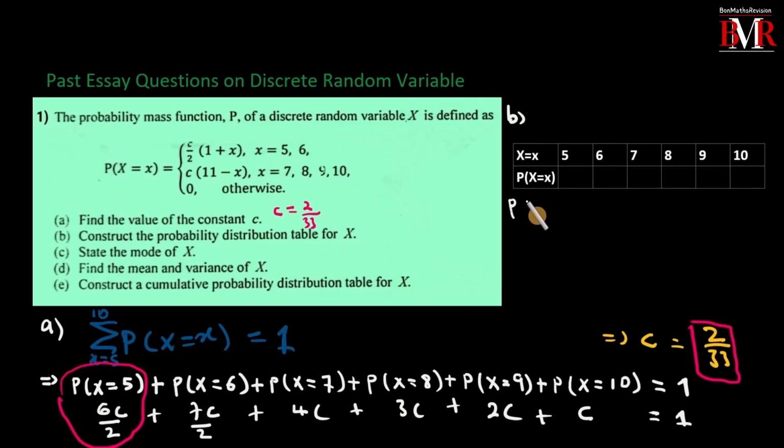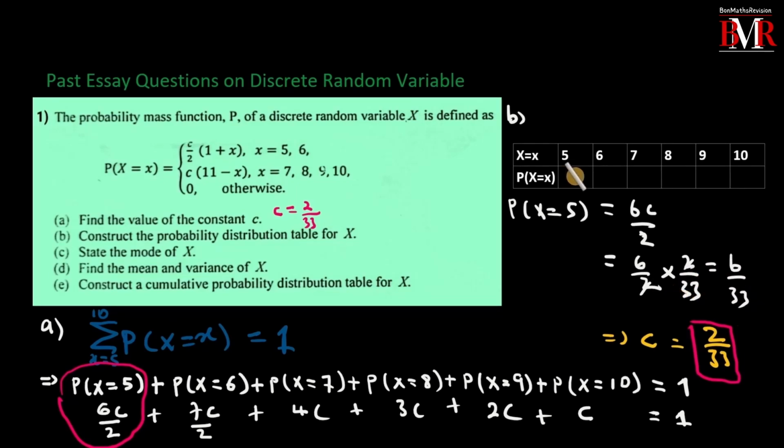That means the probability of x equals 5 is equal to 6c over 2. Now in the place of c, I'll put 2 on 33. That is 6 over 2 times 2 over 33. Now we cancel this 2, and I'll be left with 6 over 33. It means in the place of x equals 5, the probability is 6 on 33.